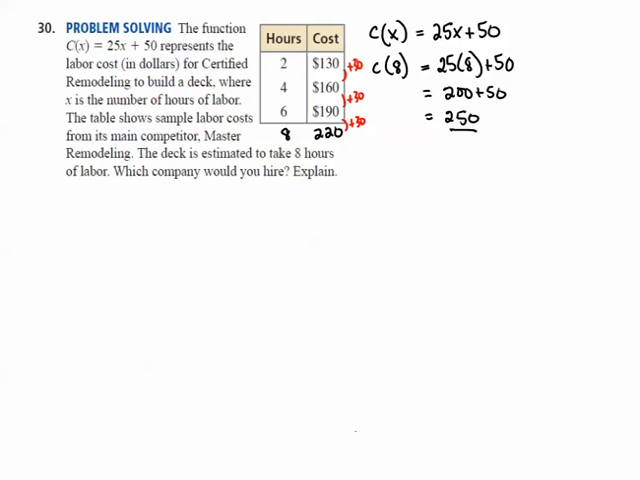So it appears then that Master Remodeling is going to be the cheaper company, the company we would hire, because they are $30 cheaper. Of course, that doesn't say anything about how good they do the job, but that's where it's left.